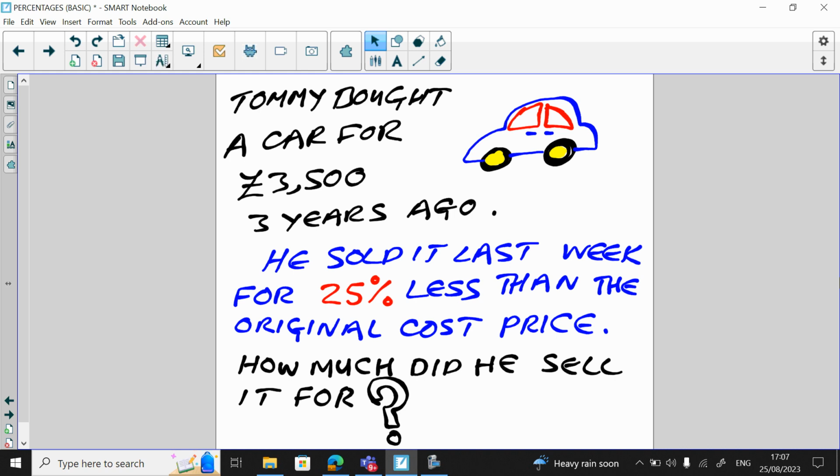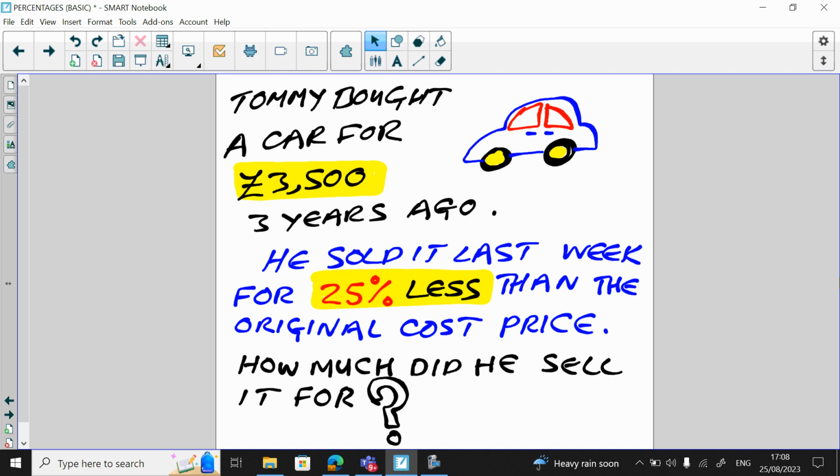So again, you can pause this and go away. And then once you've done it, restart the video and come back. So I'm going to continue now. Okay, I've just highlighted things here. So highlighting stuff can be good for you. It draws your eyes to the things that are important. £3,500, 25% less. So hopefully less is like reduced, goes down, minus.